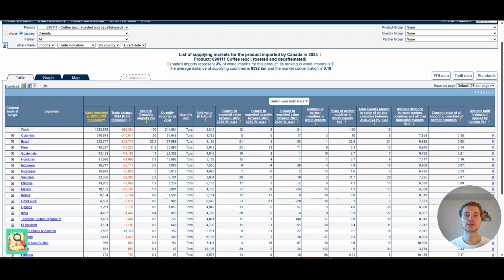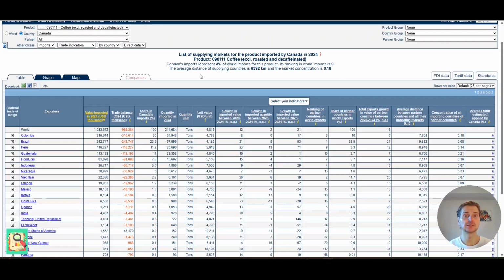By using the trade indicators criteria, we're able to see much more information that we can work with. Before looking at any of the data and figures, looking at the top of the screen, we see that Canada's imports represent 3% of the world's imports for coffee. It is also ranked number 9 out of the world imports of coffee.